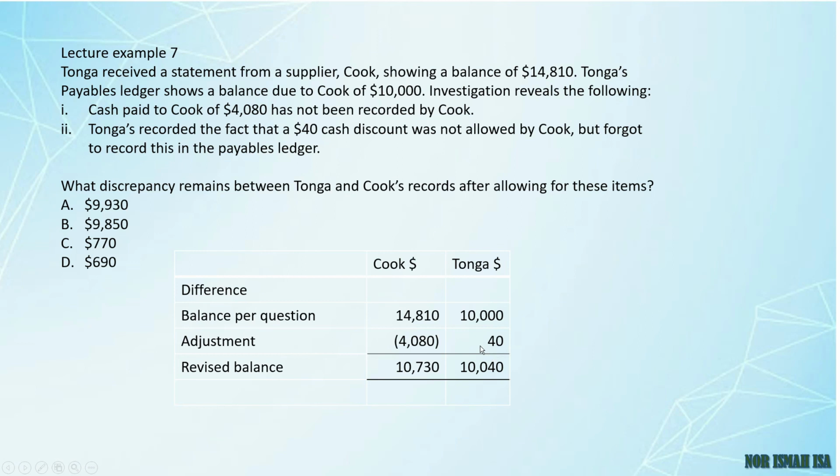So the cash discount: Tonga forgot to take out the amount, so we need to put the discount back. So the balance should be 10,040. Increase the balance. So after the adjustment, the balances are still different. The question asks what the difference is. So the difference is you just minus the revised balances. So the answer is 690, the difference amount.